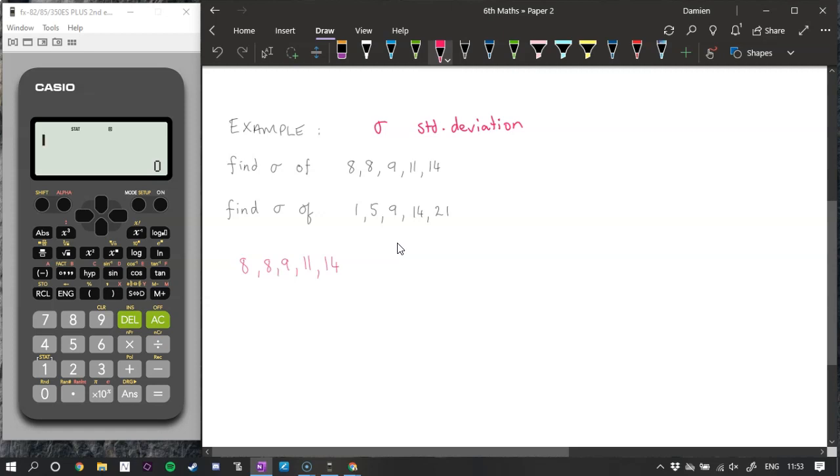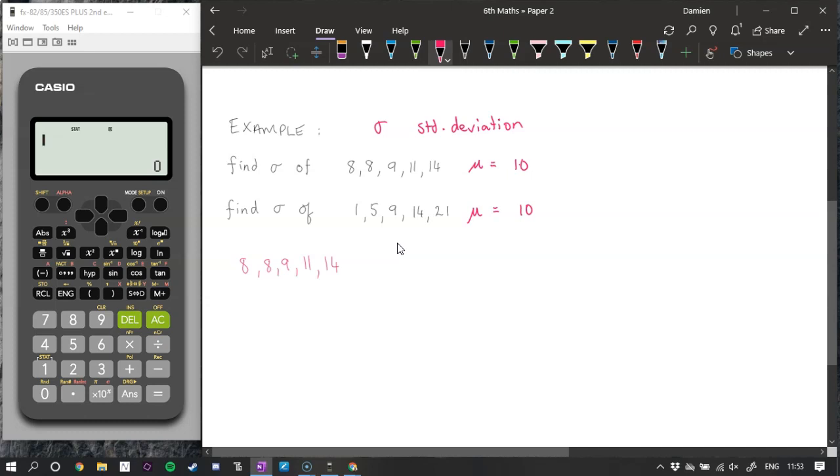You add up the numbers 8 plus 8 plus 9 plus 11 plus 14, and you divide by how many numbers there are, which is 5. And you end up with a mean, which we can call mu or X bar. It doesn't really matter which. The average for that works out to be 10. And then over here in this second example, the average also works out to be 10.